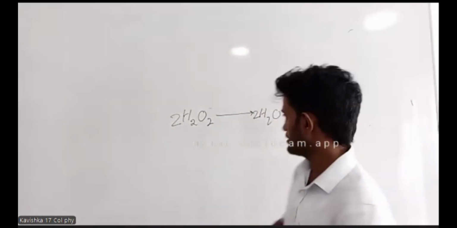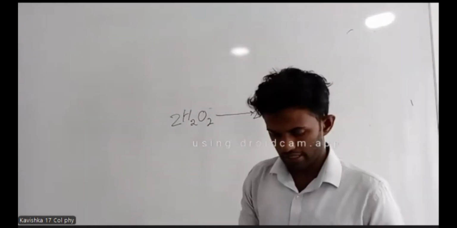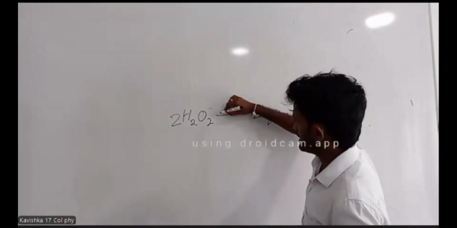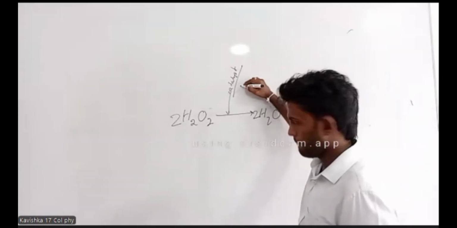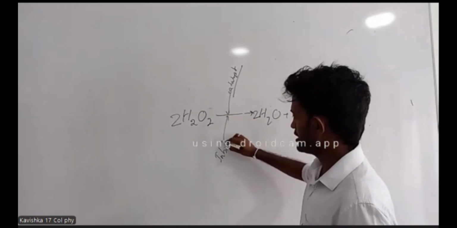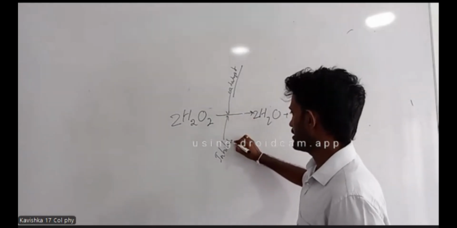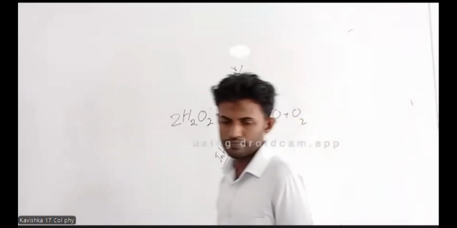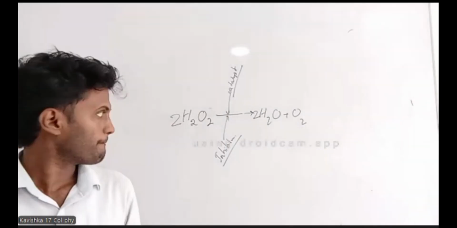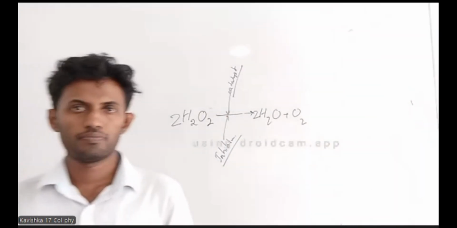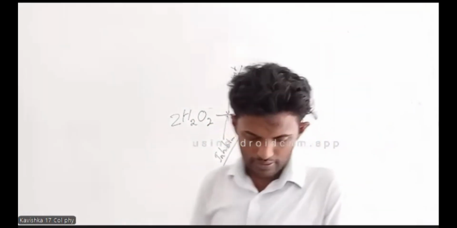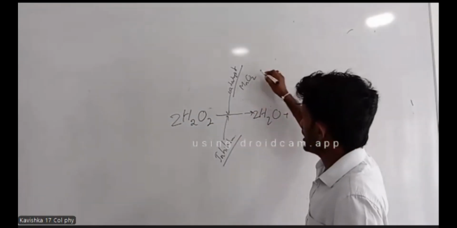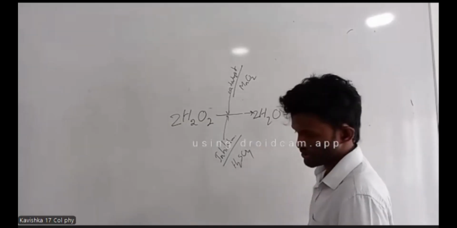I don't have colors, but just put these in different colors. So what's the catalyst here? And also the inhibitor here. An inhibitor means it reduces the rate of reaction. What is the catalyst? What is the inhibitor? Catalyst: MnO2, manganese dioxide. Inhibitor: sulfuric acid, H2SO4.